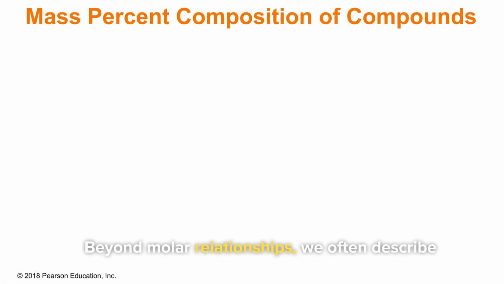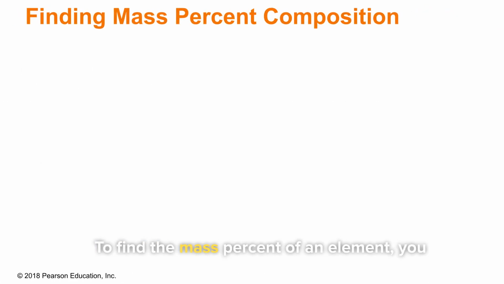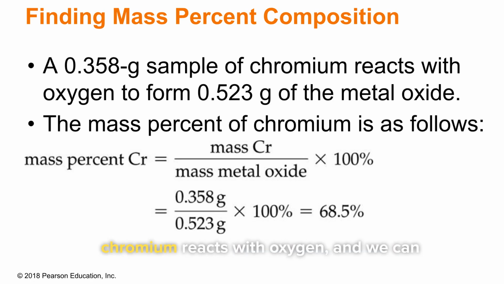Beyond molar relationships, we often describe compounds by their mass percent composition. This value represents an element's percentage of the total mass of the compound. To find the mass percent of an element, you divide the mass of the element by the total mass of the sample. Here, we see an example where a sample of chromium reacts with oxygen, and we can calculate the percentage of chromium in the resulting oxide.